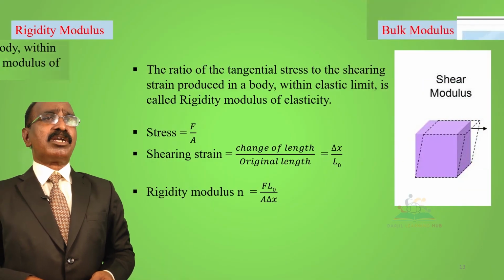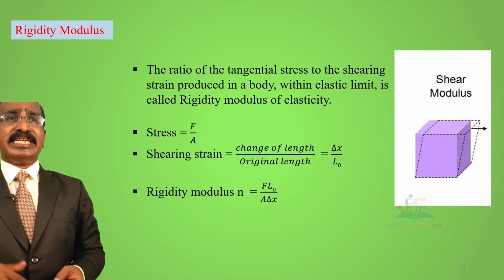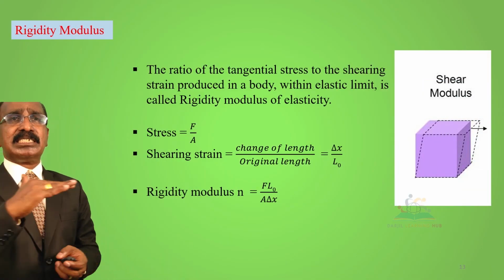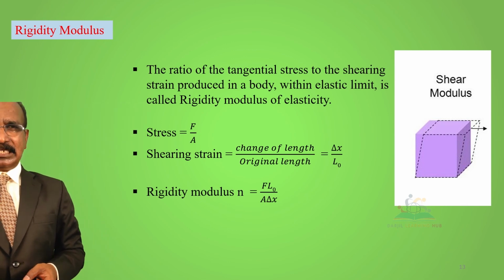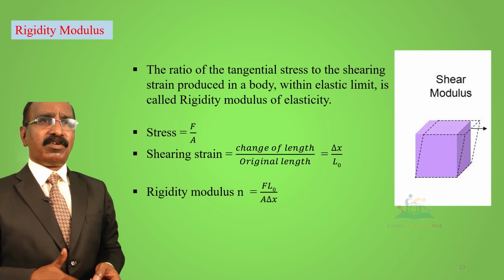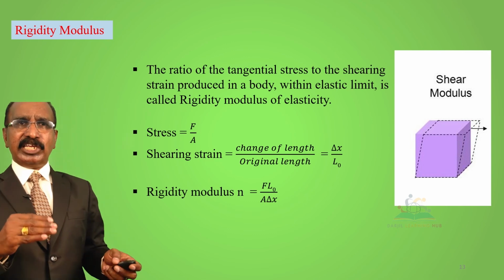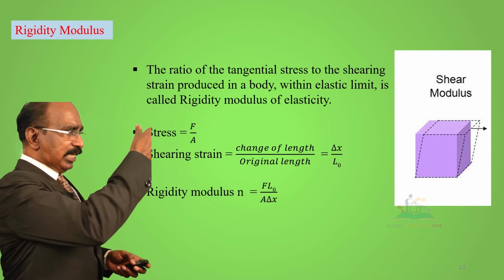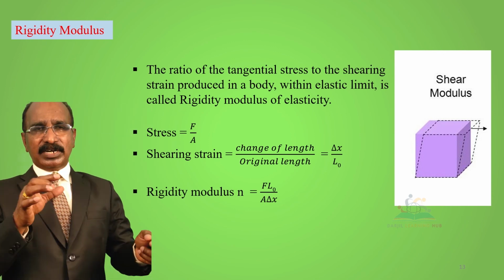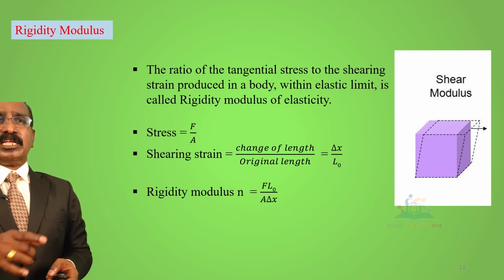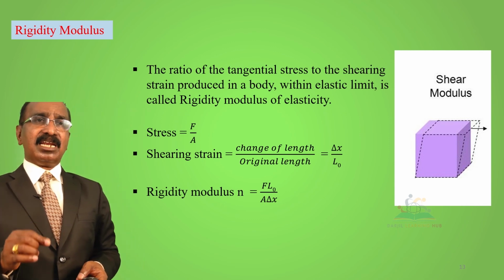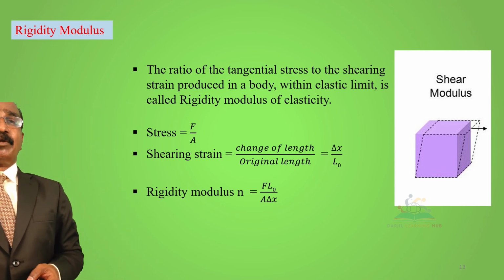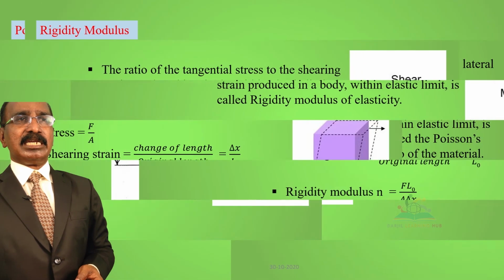And the third modulus is the rigidity modulus. It is the ratio of the tangential stress to the shearing strain produced in the body within the elastic limit. The stress that we have applied is F by A, and the shearing strain is delta X, the change in the upper side, divided by L0, the original length. Therefore, the rigidity modulus, represented by the letter n, will be equal to F L0 divided by A into delta X.